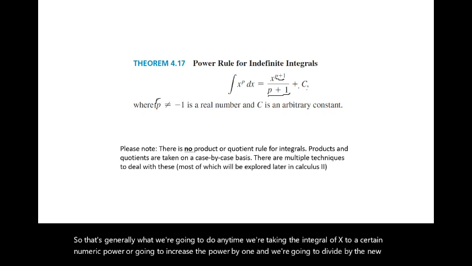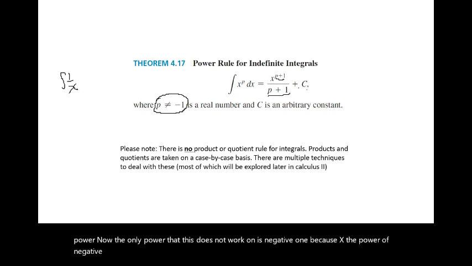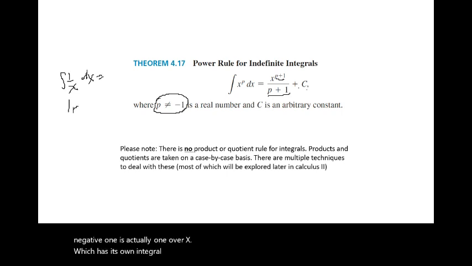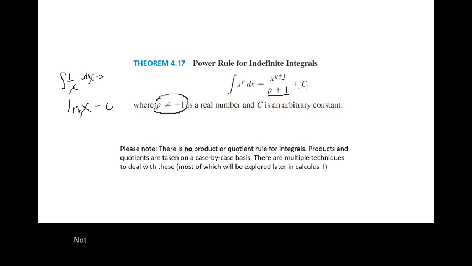Now, the only power that this does not work on is -1, because x to the power of -1 is actually 1 over x, which has its own integral. So the integral of 1 over x is actually natural log of x. So -1 is the only numeric power that the power rule for integrals does not work on. So the power rule for integrals is going to work on every single other exponent besides -1.